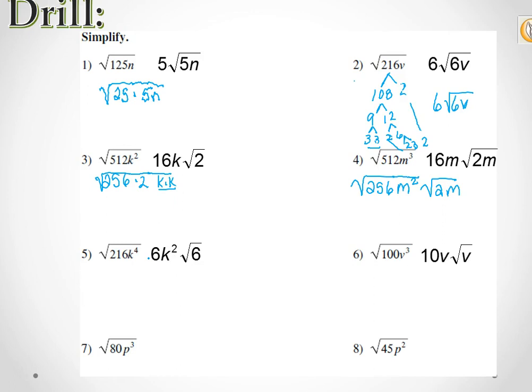Now if you're struggling with these, you might want to go back to the It's Learning page 1 and look at how to simplify radicals, or you might want to ask me for some help. That's not the bell to dismiss you, that's just the bell that rang while I was recording.